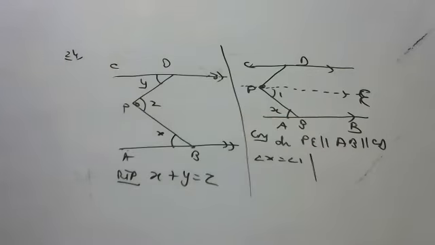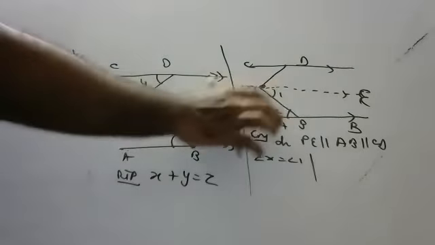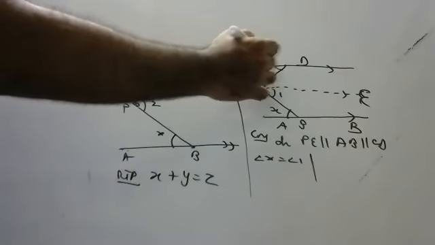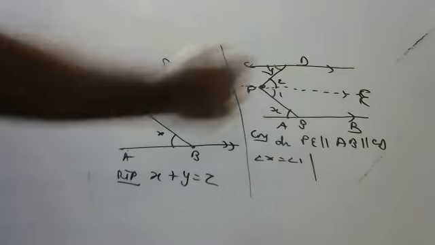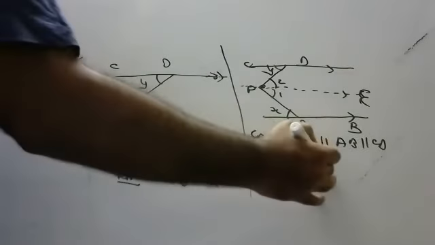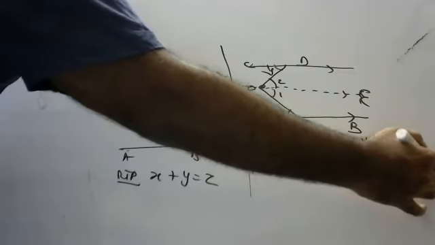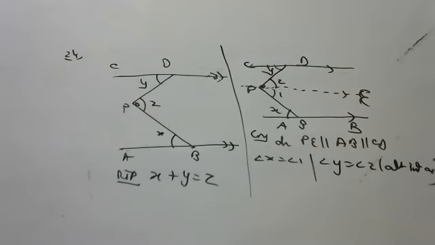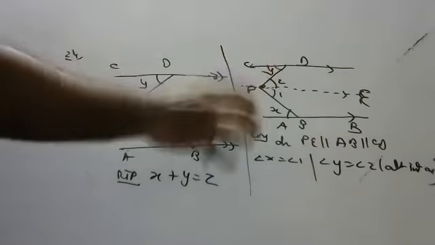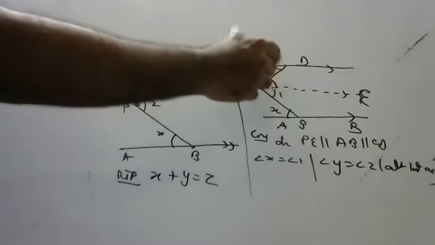Anyone say why? Alternate interior angles. Very good, Shan. Alternate interior angles. Can anyone say why angle y is equal to angle 2, children? Alternate interior angles. Okay, children, so x is equal to angle 1, and y is equal to angle 2.